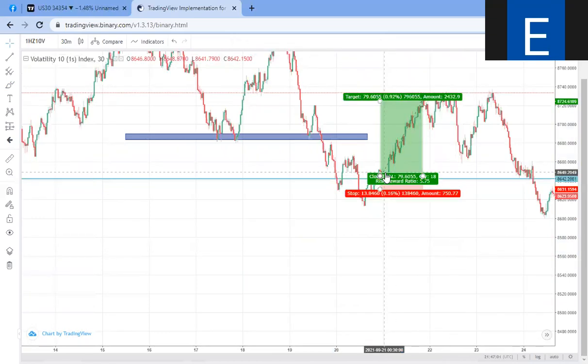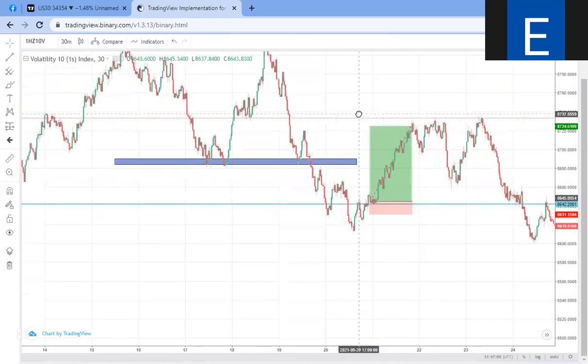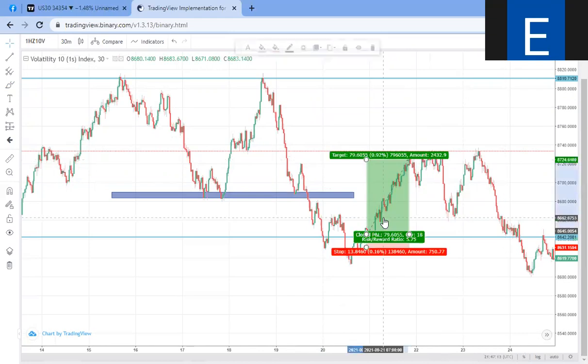I took this long trade and I took a V75 1X short. Unfortunately, that one didn't play out and it ended up blowing the account before this one took off. Yes, that one stopped me out before this one took off.